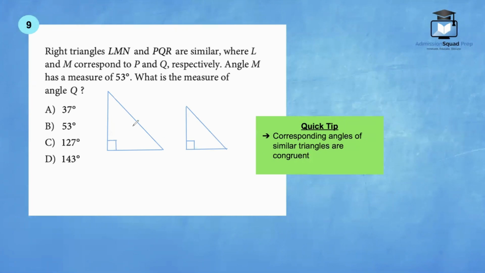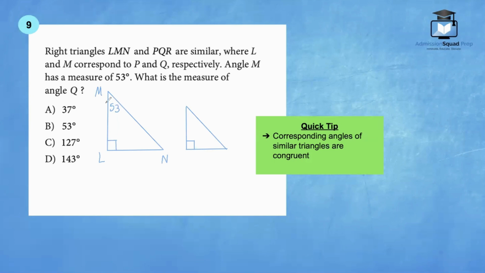For the purposes of this problem, we're not really concerned with the sides. We are focusing on the angles. So we know that these are right triangles, so one of the angles is going to be right, and that the two triangles are similar. So we have one given piece of information regarding the angles. We have that angle M has a measure of 53 degrees. So let's put angle M over here and say that that's 53. And then we can call this L and N. We don't really know for sure, but we do know that M is 53.